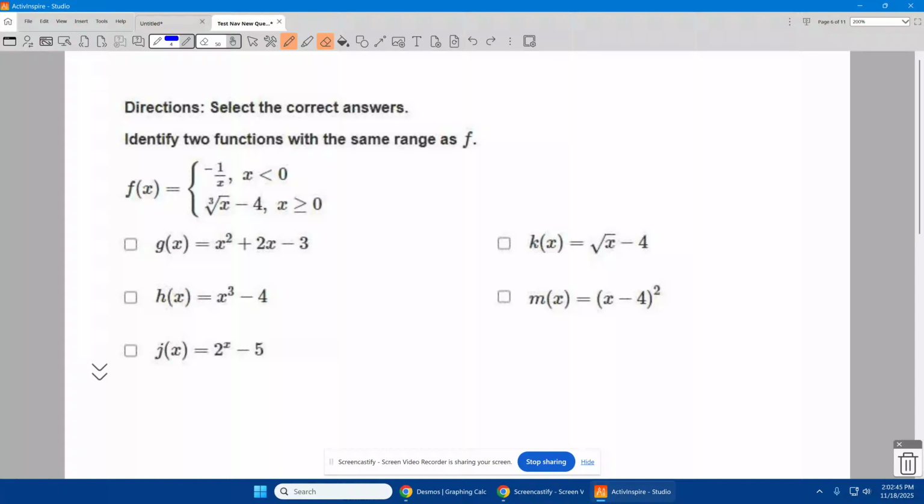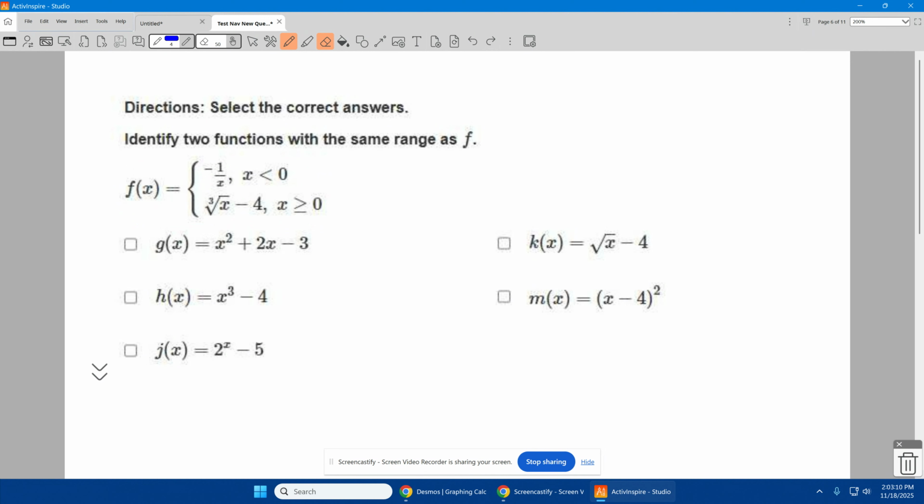All right, select the correct answers. Identify two functions with the same range as f. So what we have here is what's called a piecewise function. It's saying, hey, when x is less than 0, I want you to graph -1 divided by x. And when x is bigger than 0, graph this function. So it's two functions. This is called a piecewise function.